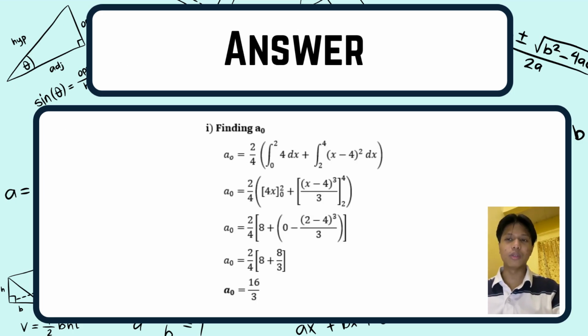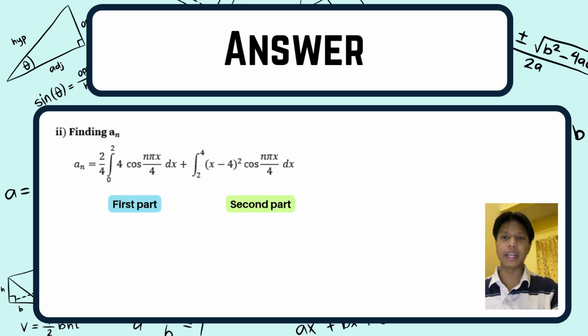The first step is to find a0. We know that the formula for a0 is 2 over l, integration from 0 to l, f(x) dx. After we substitute every variable into the equation, we get 2 over 4, integration 0 to 2, 4 dx plus integration 2 to 4, (x minus 4) squared dx. We can directly integrate both of these, and then we get a0 is equal to 16 over 3.